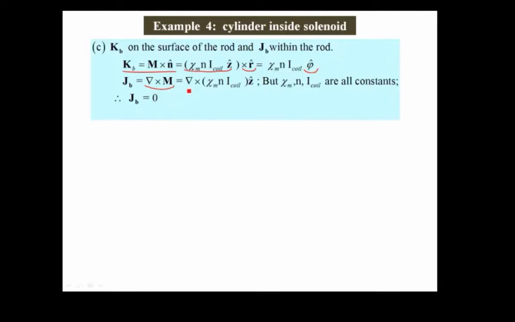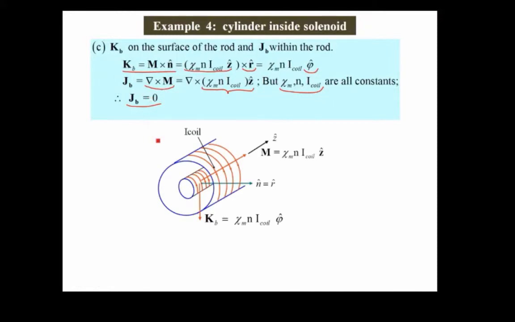Now we come to the curl of M. So we put in our M, we take the curl of that, and because all of these are constants, we end up again with the bound bulk current density equaling 0.